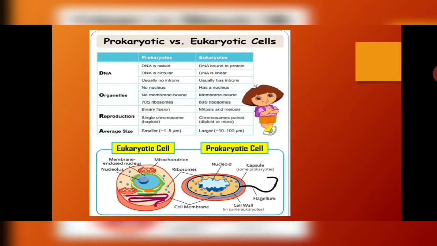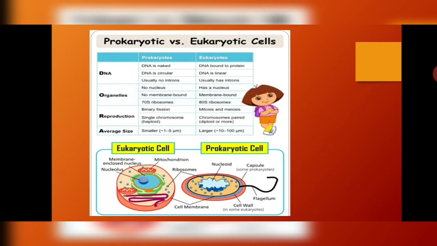Okay, next we have the difference between prokaryotic and eukaryotic cells. Prokaryotic, as the name suggests, pro means pehle, karyon means nucleus. The primitive cells which do not have a proper nucleus are called prokaryotic cells, and which have a true nucleus, eu means true, they are called eukaryotic cells. Prokaryotes have naked DNA which is not bound by any protein. DNA is normally circular and it has no non-coding regions. All of the DNA is coding.